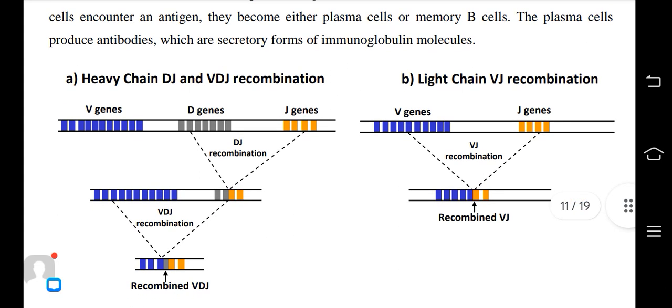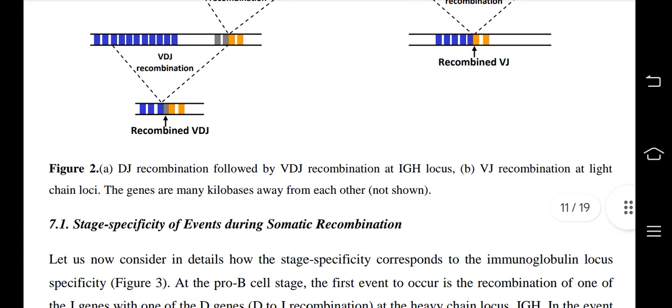Heavy chain: VJ and VDJ recombination. Light chain: VJ recombination, with V genes and J genes giving a recombined VJ. In the case of the heavy chain, DJ recombination is followed by VDJ recombination at the IgH locus, while VJ recombination occurs at the light chain locus. These genes are many kilobases away from each other.